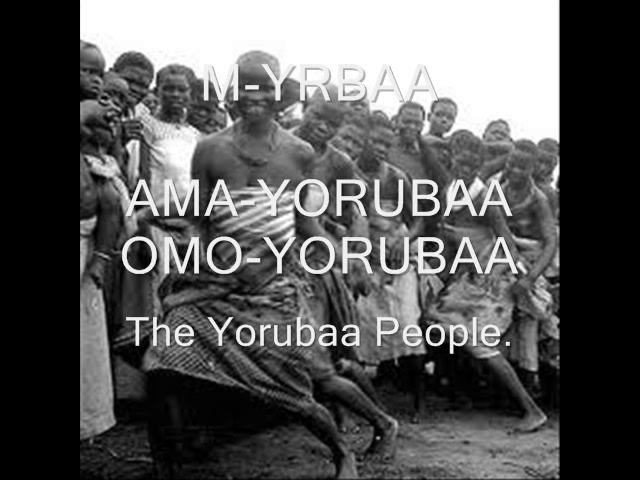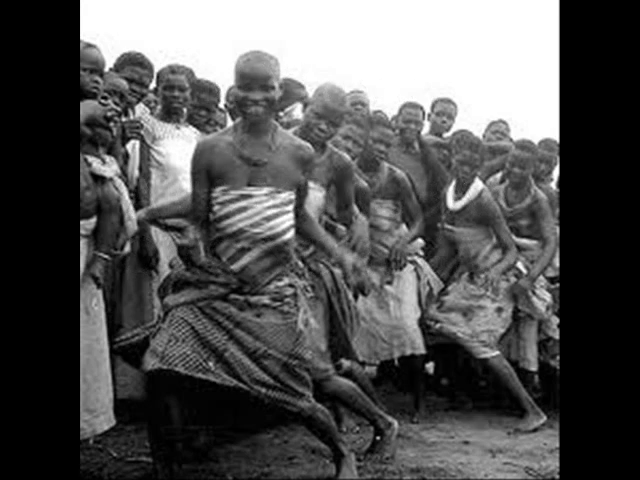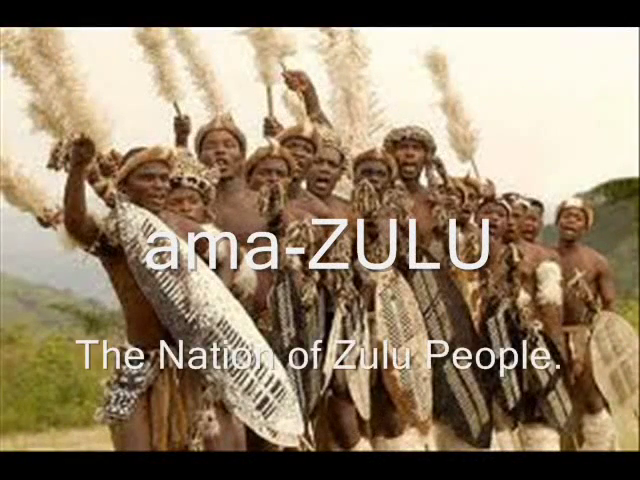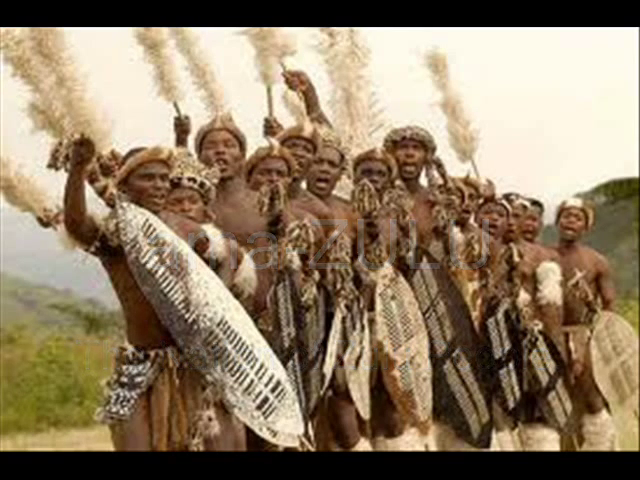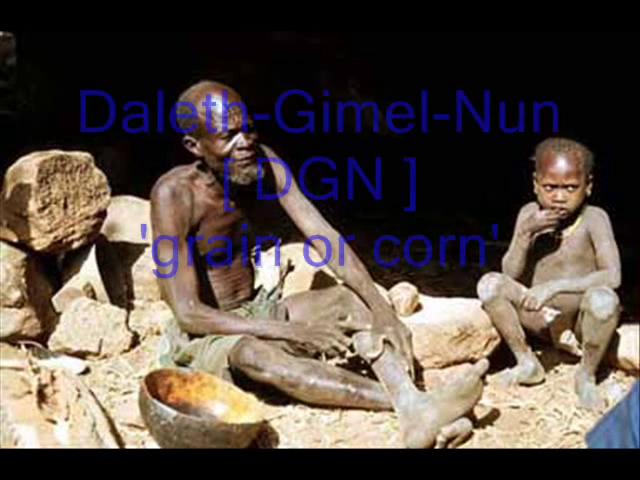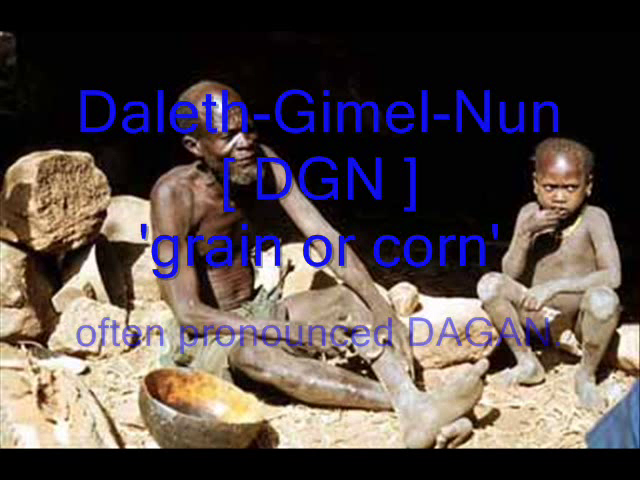Now, this word Omo and also Ama, you can see it in other Ba-Ntu peoples, such as the Amazulu, the nation of Zulu people. So it's the same concept here. So again, you heard me mention the Dogon, because the Dogon and the Yoruba people are of the same origin. They are the same people. And when we look at the Hebrew language, we have a word that spells Dogon. And that is spelled Dalet Gimel Nun, D-G-N, often pronounced Dagon, but of course we're looking at Dogon.